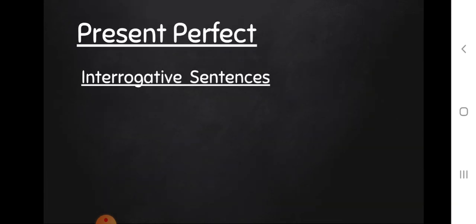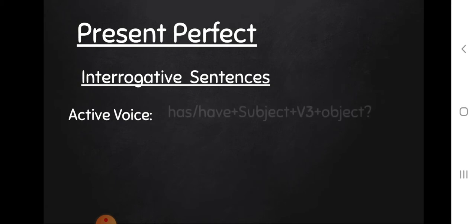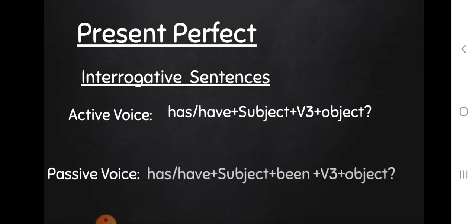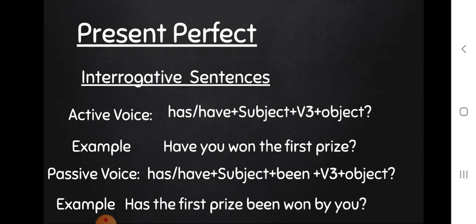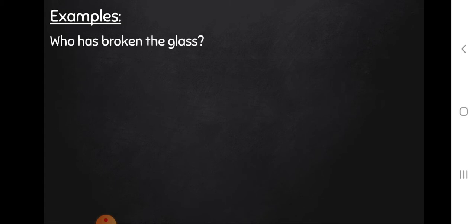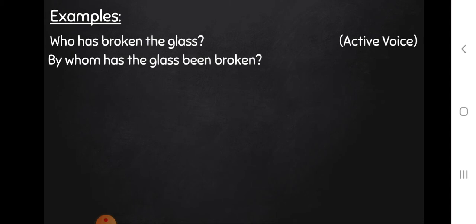Now we come to interrogative sentences in present perfect. Active is has, have plus subject plus the third form of the verb plus object. The passive will be has, have plus subject plus been plus the third form of the verb plus by plus object. Example, have you won the first prize? The passive will be has the first prize been won by you? Let's take some examples. Who has broken the glass? By whom has the glass been broken?